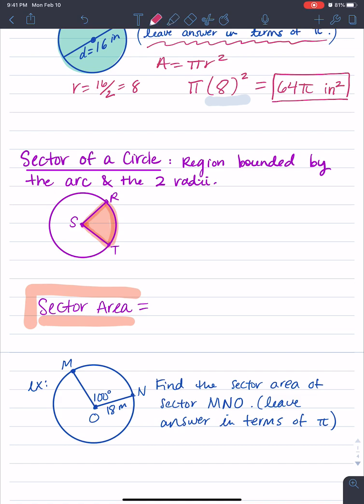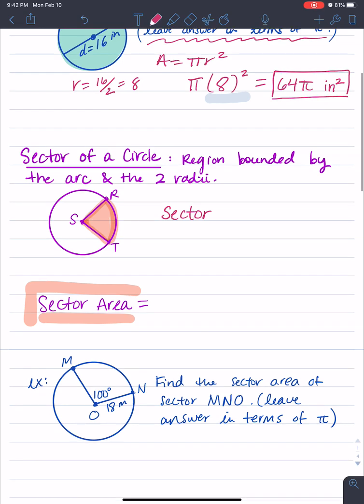Okay, there is no symbol for a sector, so you just have to write out the word sector, and then you simply name it with the 3 points there, starting with your endpoint R, then going to the center S, and the other endpoint T. So this is called sector RST.